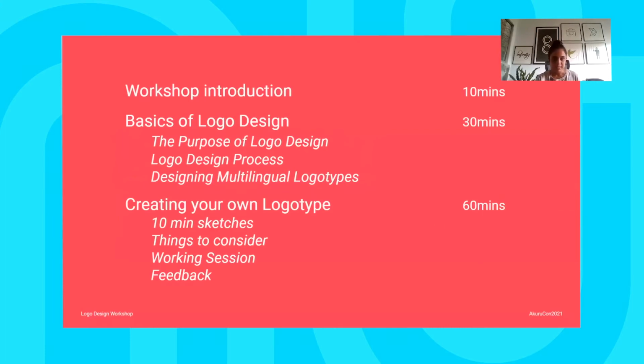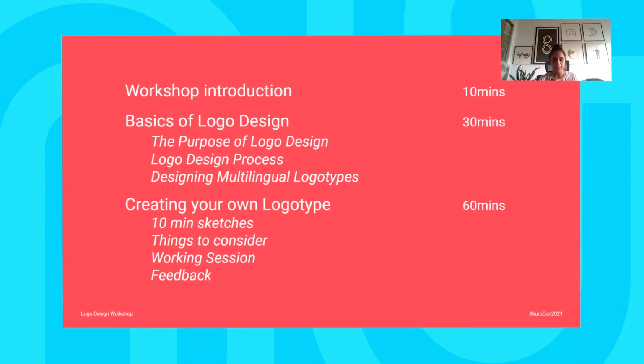So let's see what the workshop timeline is. This workshop is about taking you through a bit of introduction of what a brand is, and then how a logo connects to a brand, and a basic introduction about a logo, and then a detailed introduction of how to design a logo, and that is done by Indika. And then Tariq will explain how to create a multilingual logotype.